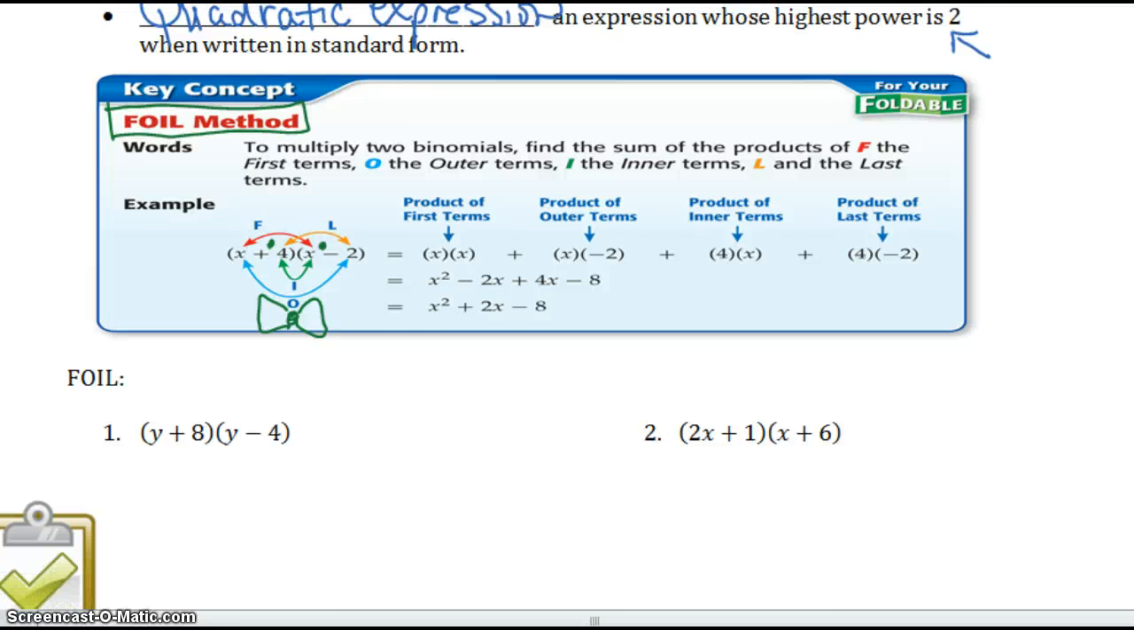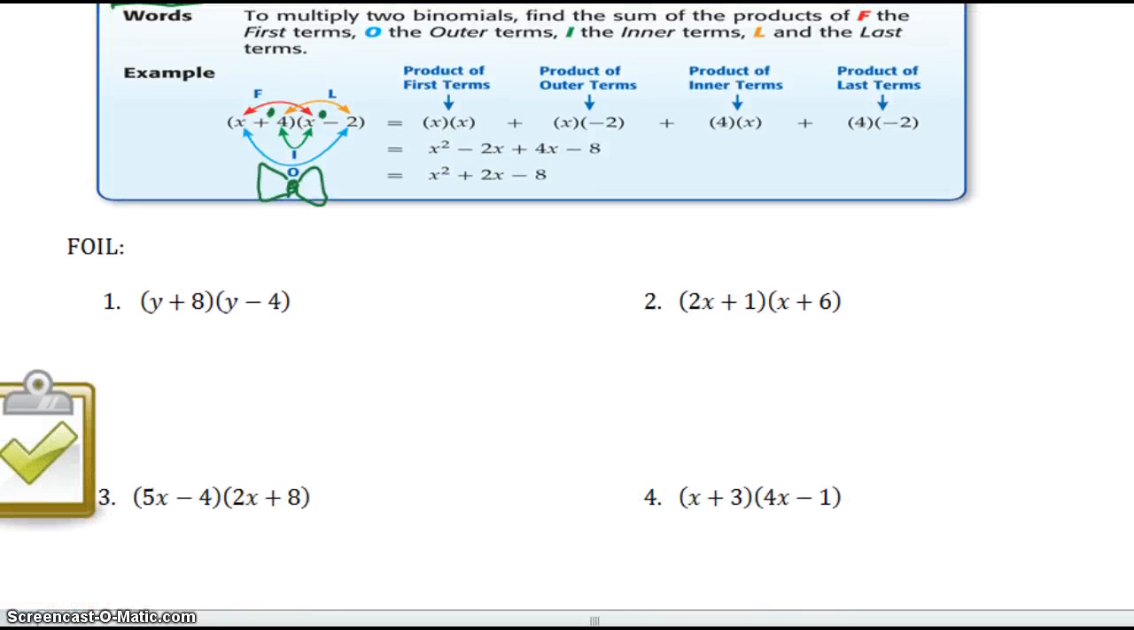So I'm going to look at the very first one, and instead of concentrating on our new FOIL method, I want to just show you basic, bare bones, how to work this problem. I need to take my y and distribute it to everything on the other side. So y times y is y squared. Y times a negative 4 is going to be negative 4y. Then I need to take my 8 and distribute it to everything on the other side. So that's going to make 8 times y, which is positive 8y. 8 times a negative 4 is a negative 32.